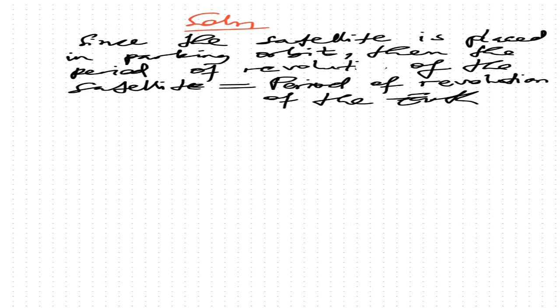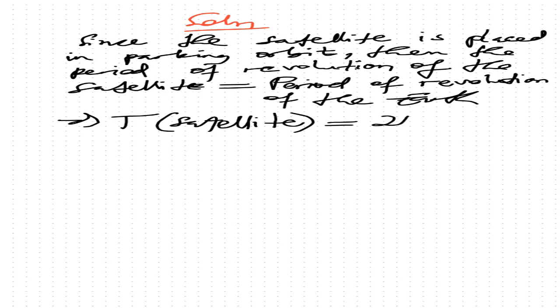It rotates with the same speed and direction as the Earth. So the satellite will have the same period as the Earth. What is the period of revolution of the Earth? It's 24 hours. So here they have indirectly given us the T, but you may not know. So this implies that T of the satellite is 24 hours.